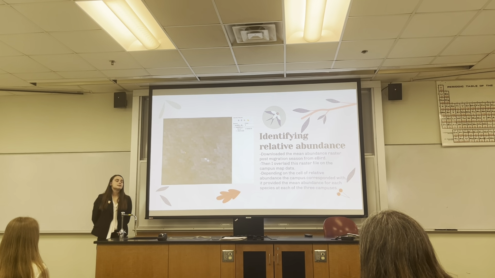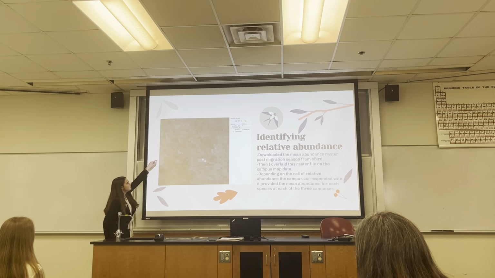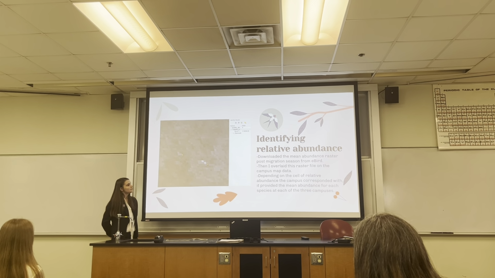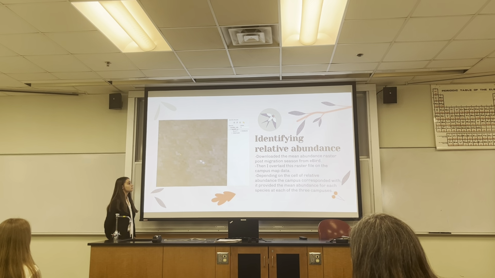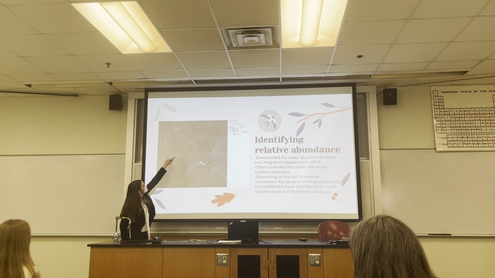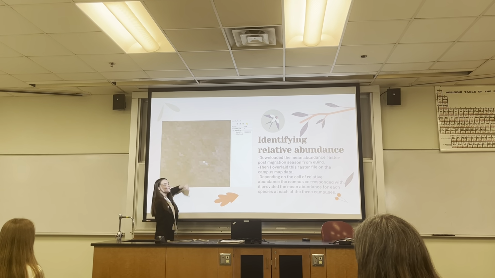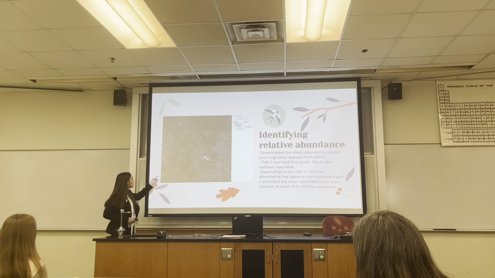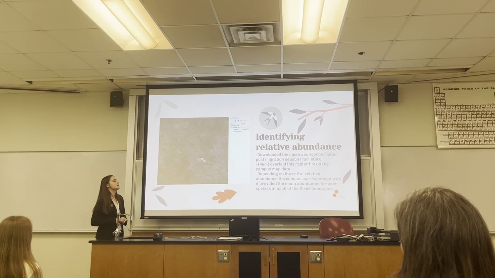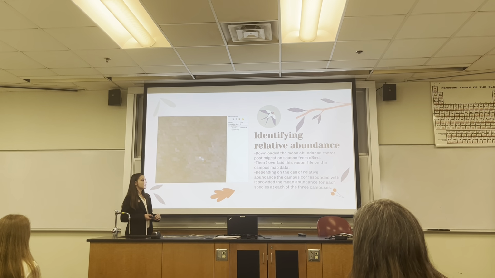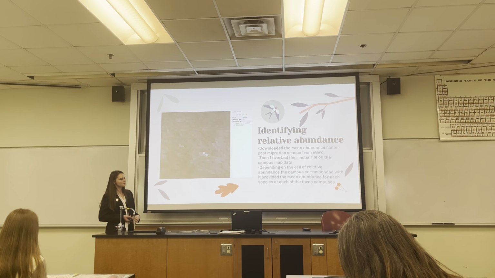Identifying relative abundance. I downloaded the mean abundance raster post-migration season from eBird. Then I overlaid this raster file on campus map data. Campus map data was the perimeter of each campus. This is UNC Chapel Hill, this is NC State, and that little tiny dot is Meredith College. Depending on the cell, which are the little gray squares, of the relative abundance the campus corresponded with, it provided the mean abundance for each species at each of the 3 campuses.